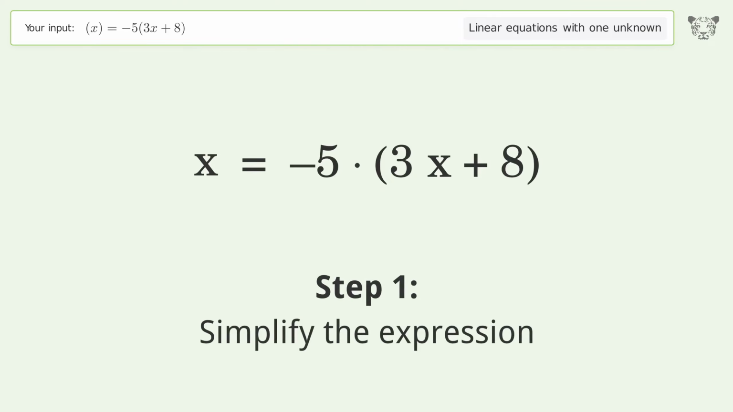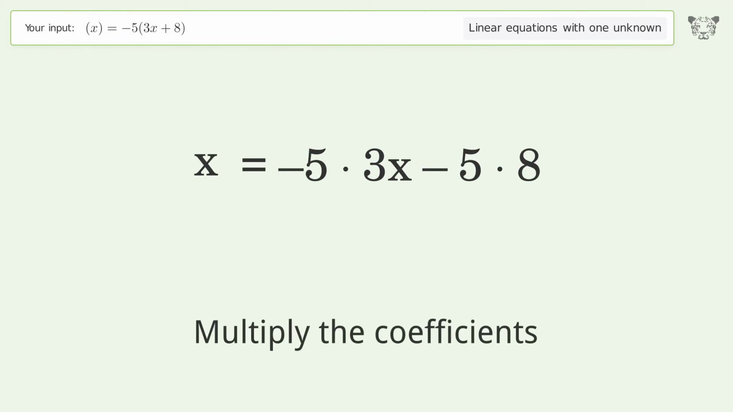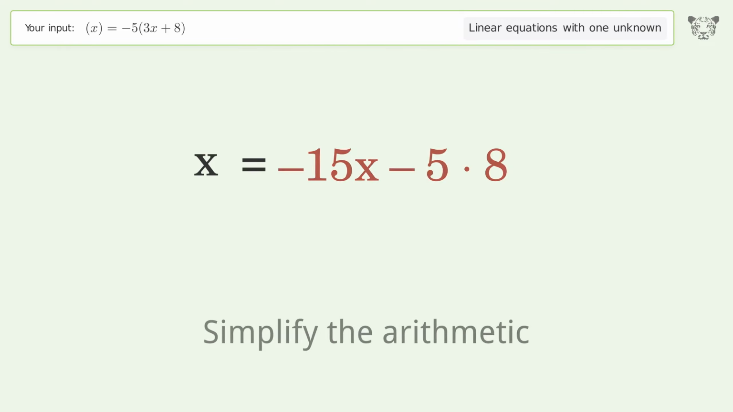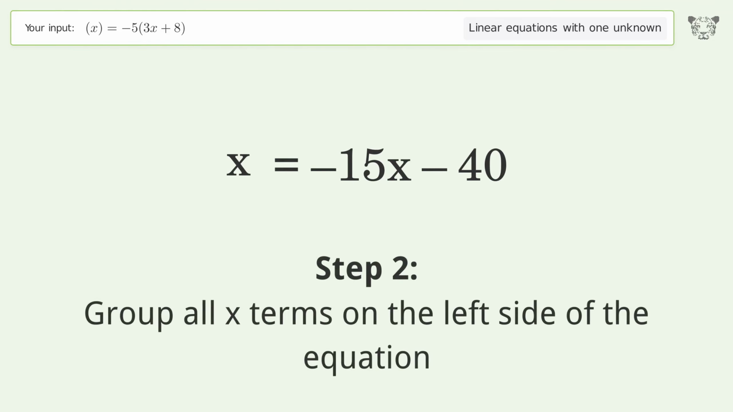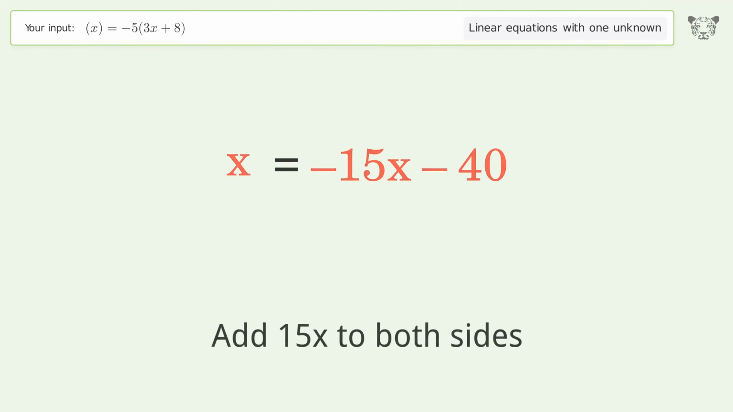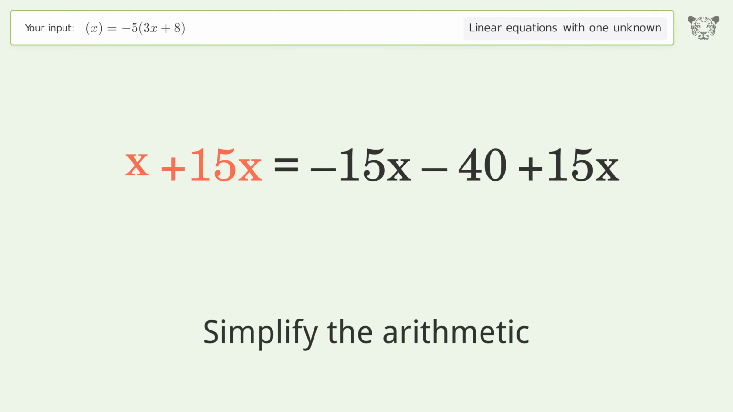Simplify the expression. Expand the parentheses. Multiply the coefficients. Simplify the arithmetic. Group all x terms on the left side of the equation. Add 15x to both sides. Simplify the arithmetic.